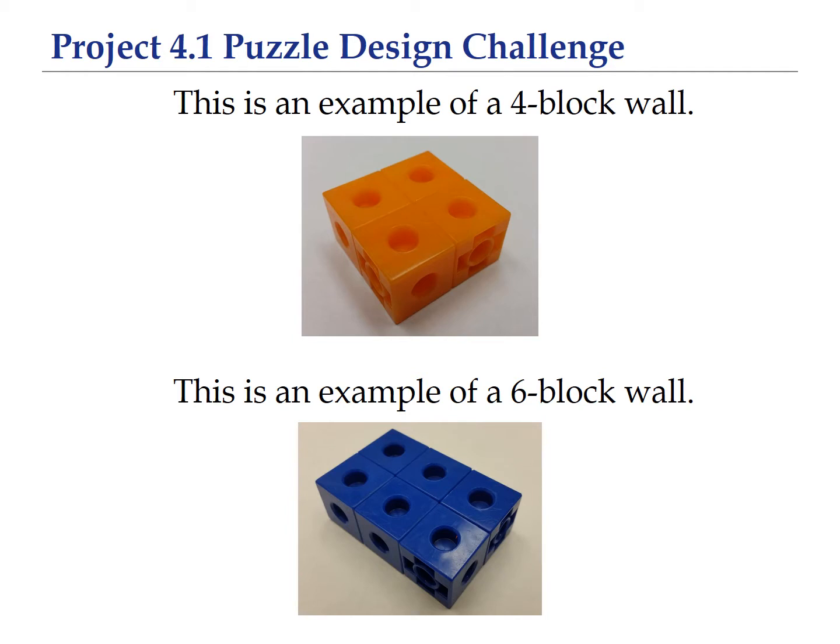So here's an example of a 4-block wall, the orange piece there. You cannot have a piece that is a 4-block wall that looks like what's on the screen, and you cannot have a piece that is a 6-block wall, as you'll see in the blue piece in the bottom of this slide here.